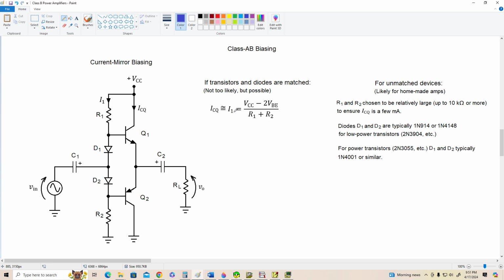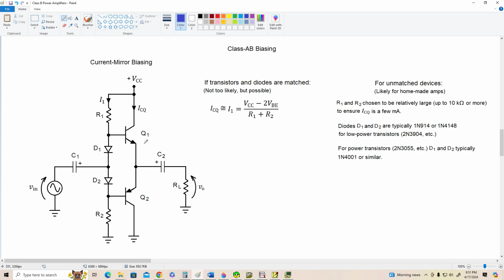Now that's all well and good if the transistors and diodes are matched, but if they're not, which is likely to happen if you're building this at home, then generally what you can do is pick R1 and R2 that are relatively large, maybe even up to 10K or more, just to ensure that ICQ is a couple of milliamps. We don't want a lot of current here, but the absolute value of this current is not important, as long as it's enough to eliminate the crossover distortion and not cause too much power dissipation at the Q point.